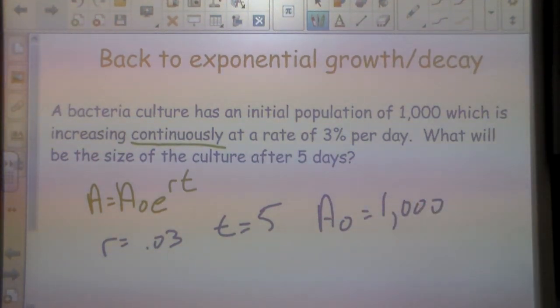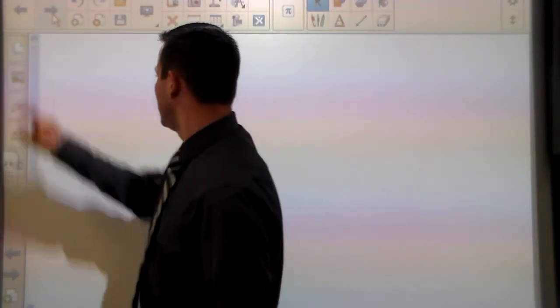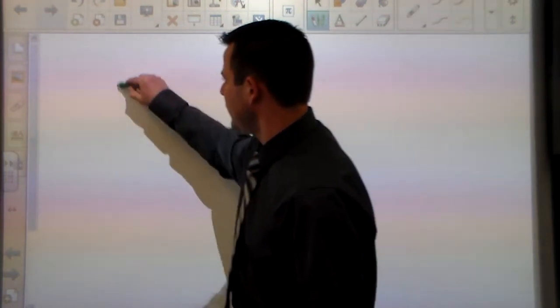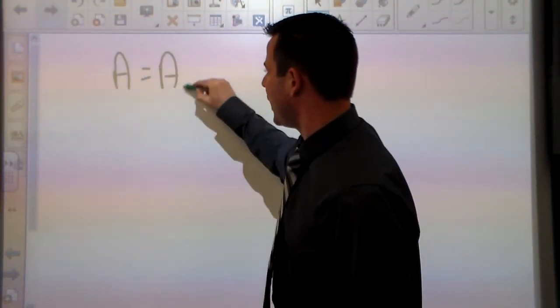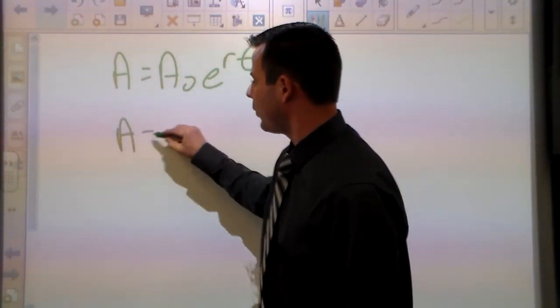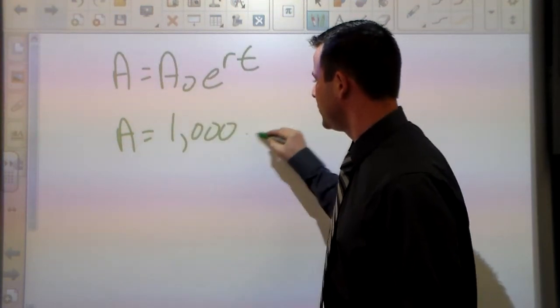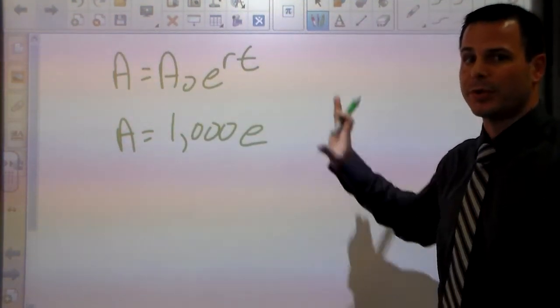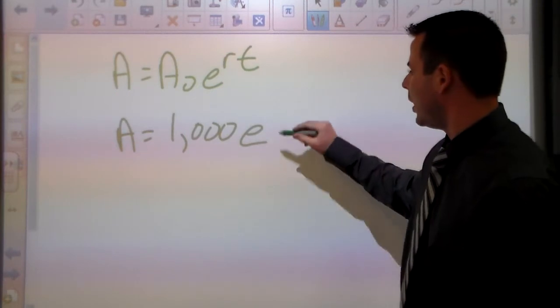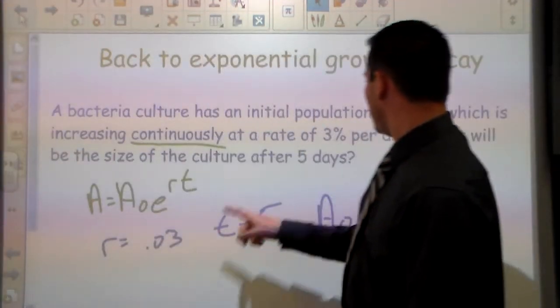All we have to do is plug it into the formula, and the rest is all calculator work. So let's plug all this information in. We have A equals A naught e to the rt power. A is what we're looking for. We're going to know how much we end up with. A naught was 1,000. e is a number, not a variable. You're not substituting for that. The rate was 3%.